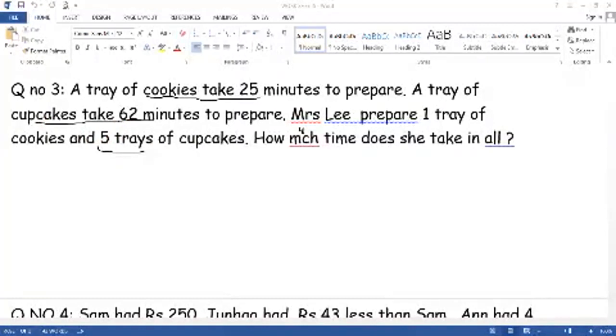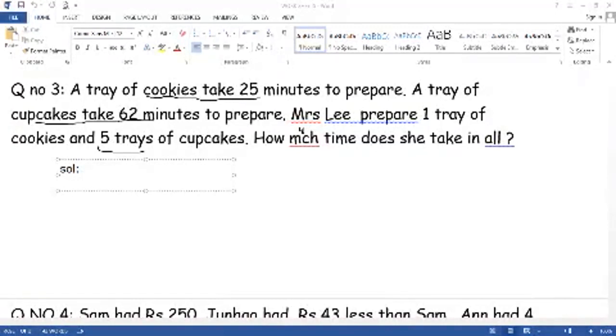See, 5 trays of cupcakes she prepared, and the time is given for one only. So the first task is to multiply 5 with the 62 to get the timing of cupcakes, how much time the cupcakes take. This is the most important thing to keep in mind: she has prepared one tray of cookies, so the time will be the same. If you multiply 1 with the 25, your answer will be the same. But 5 trays of cupcakes. So your first task is to find 5 times the time of cupcakes. So multiply 5 with the 62.